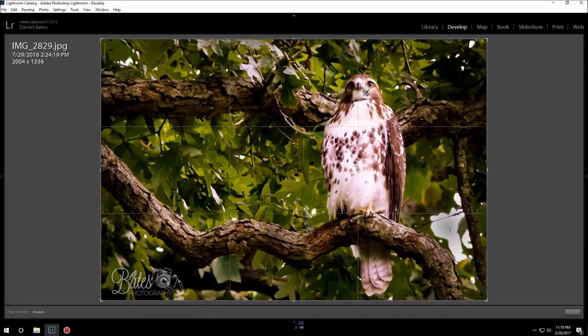Okay, so this hawk, perfect example right on that right hand vertical line. But if you follow the upper horizontal, here is the branch, and the lower, here is the branch. The point of interest comes right in at his kind of crazy talons here. So this image, classic rule of thirds.